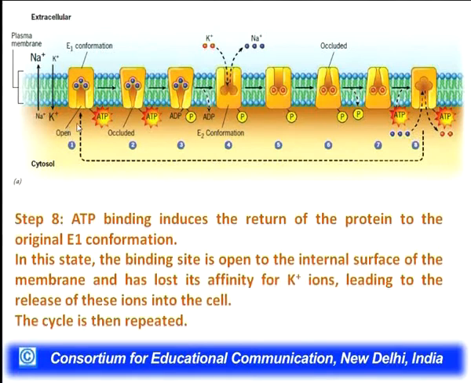So there are 3 important things which are to be remembered for this particular mechanism of action. First is that sodium ions bind to the protein molecule only when it is in the E1 conformation state. Potassium ions bind to the sodium potassium ATPase only when it is in the E2 conformation. Because of this E1 to E2 conformation change, the binding affinity of the sodium potassium ATPase towards sodium ions or potassium ions differs. So these are two important points.